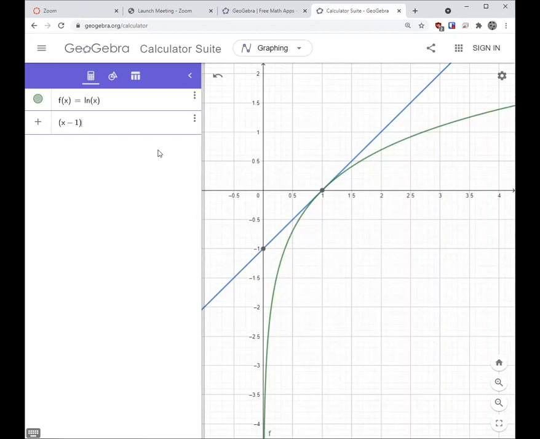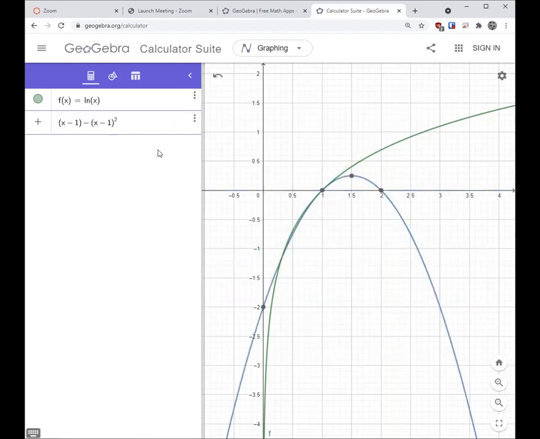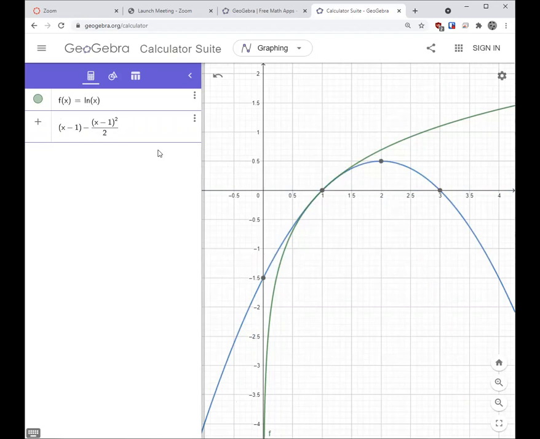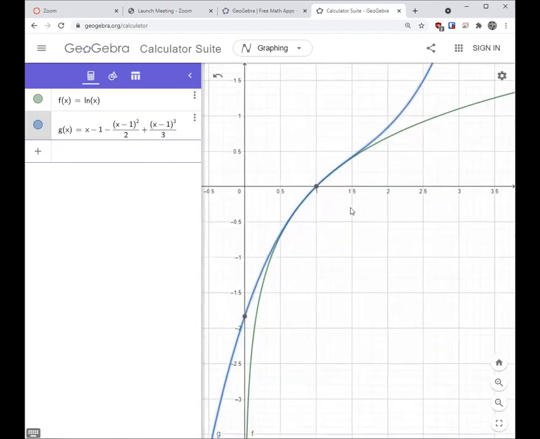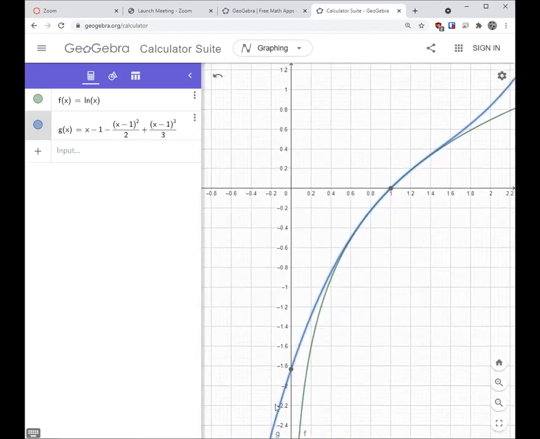You put the next term in, that's over 2. That is approximating this logarithm, this green one, with a parabola right here. That's the parabola that best fits it as you go to that point. And then the third one, put the third value in there. And that's the function. So zero in on that a little bit. So the blue one is the T3, and the green one is the original function.